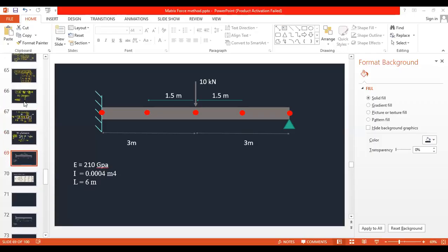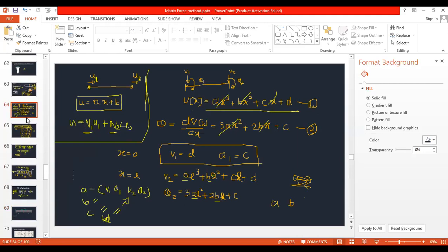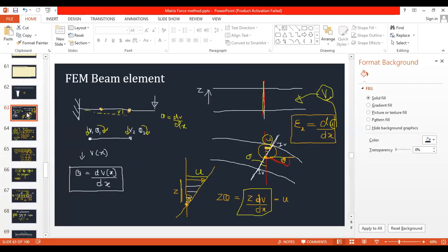So we discussed earlier the application of the finite element method for the beam element, right? In the third video, you can check it. The links will be provided in the description for all three videos: the introduction, the bar element and the example, and then the beam element. This is the fourth video, the example in beam element.